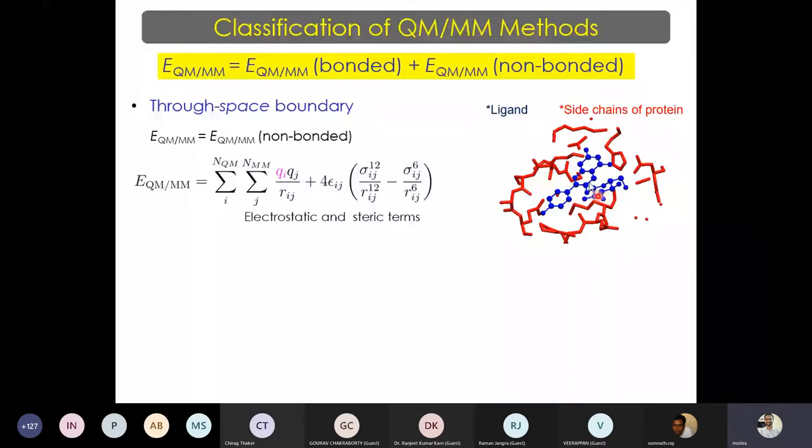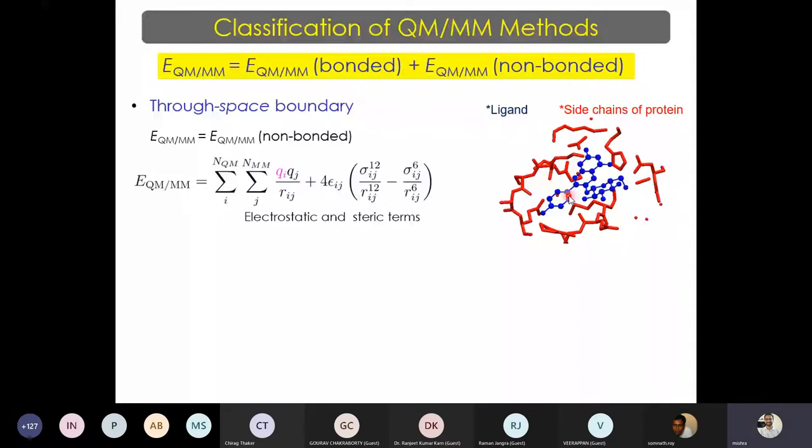All right. So the steric terms or the Lennard-Jones terms depend on the sigma and the epsilon parameters, which are part of the force fields. So conventionally, even for the QM atoms, if it is a carbon atom or nitrogen atom, you simply take the Lennard-Jones parameters corresponding to those atom types.